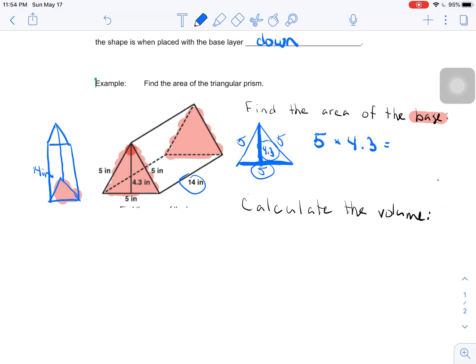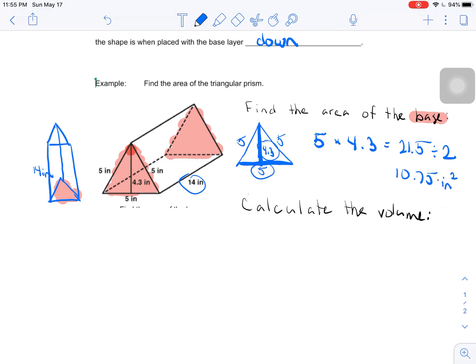So 5 times 4.3. That would give us the parallelogram that we would get if we put two of those triangles together. And that gives us an answer of 21.5. But because that is two triangles together, now we have to divide that by 2. So that means that one of these red triangles has an area of 10.75.